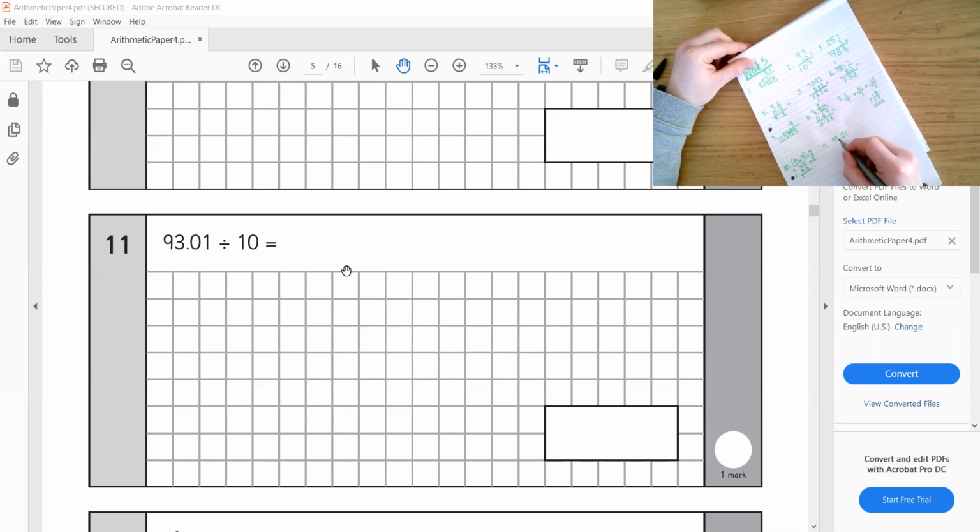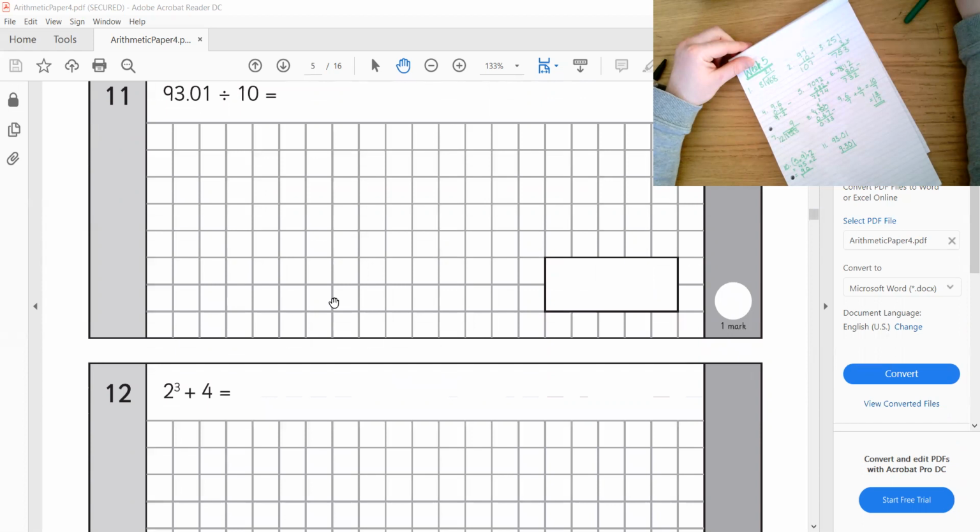So all my places, because I'm dividing by 10, all my digits are going to move 1 place to the right hand side. So I start off with this 9. Where's that 9 going? That's going to move into my ones column. Where's the 3 going? It's now going to move into my tenths column. That 0 is then going to be my hundredths, and that 1 then is going to be my thousandths. So my answer should be 9.301. Number 12.